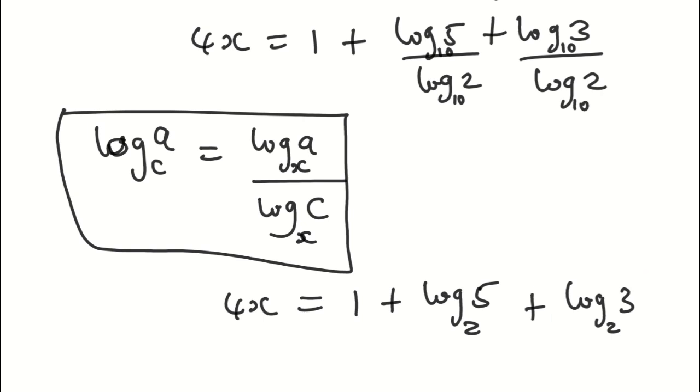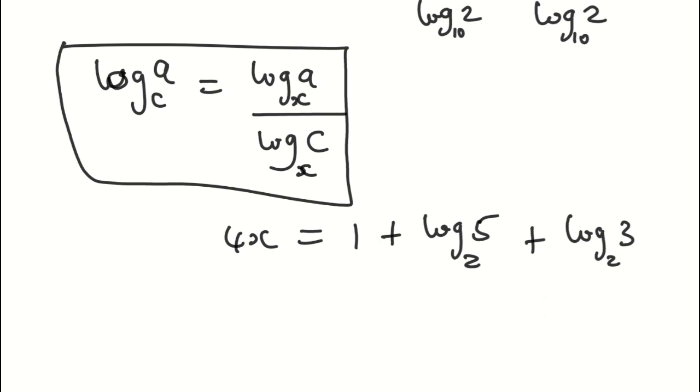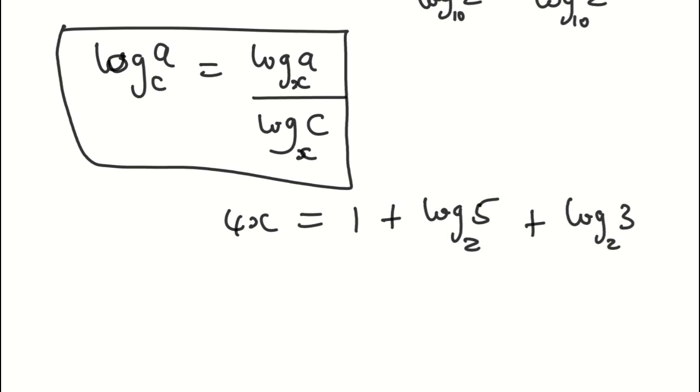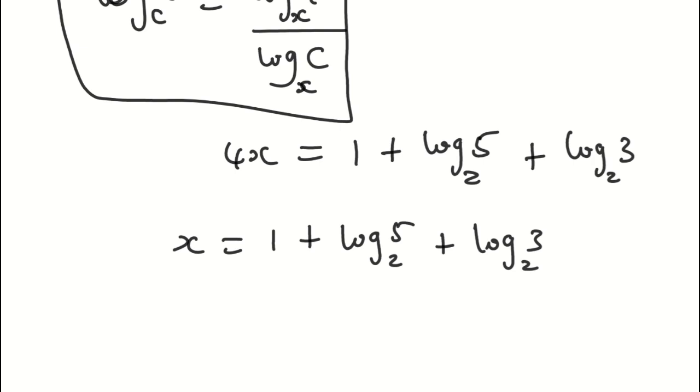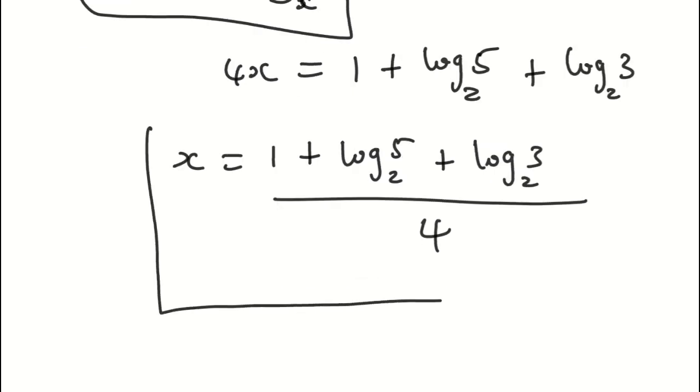So let us look at this now. See what we have: 4x is equal to 1 plus log 5 base 2 plus log 3 base 2, but we need to get the value of x. So I'm going to divide both sides by 4. It's going to be x is equal to 1 plus log 5 base 2 plus log 3 base 2, all over 4. And this is the value of x that will satisfy the equation.